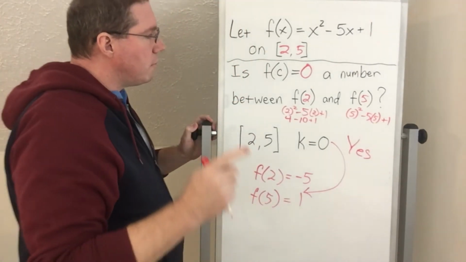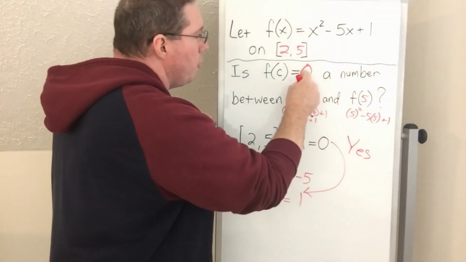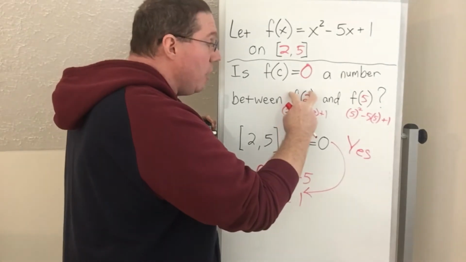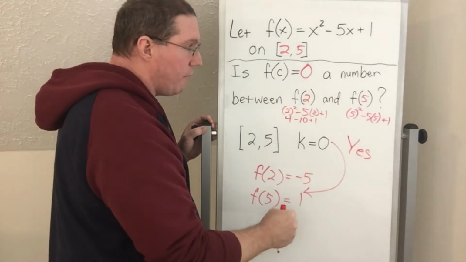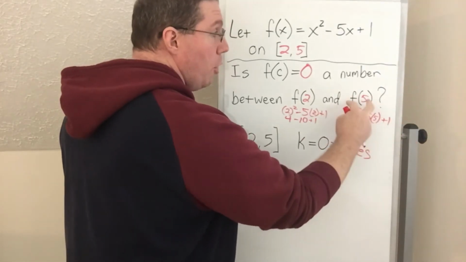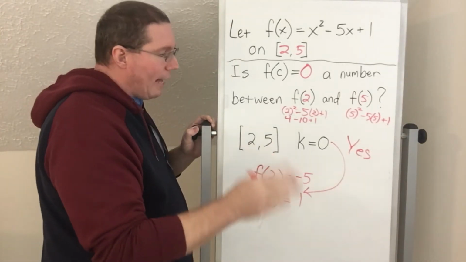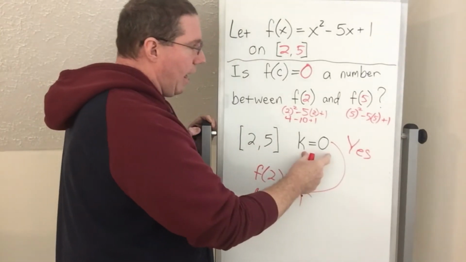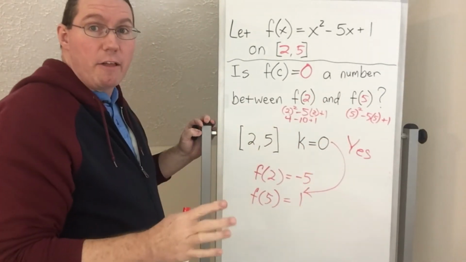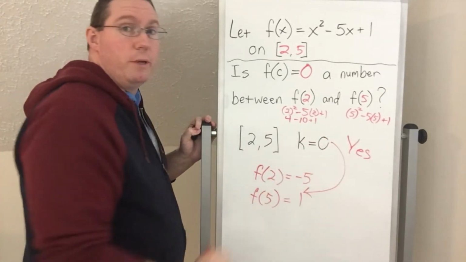But the way we had to answer that is we had to identify the value of k, the value of f of a, which is f of 2, which is negative 5, and the value of f of b, which is f of 5, which is 1. So we had to identify the value of k, the value of f of a, and the value of f of b. And once we were able to identify those three values, we were able to answer yes, 0 is between those two numbers.